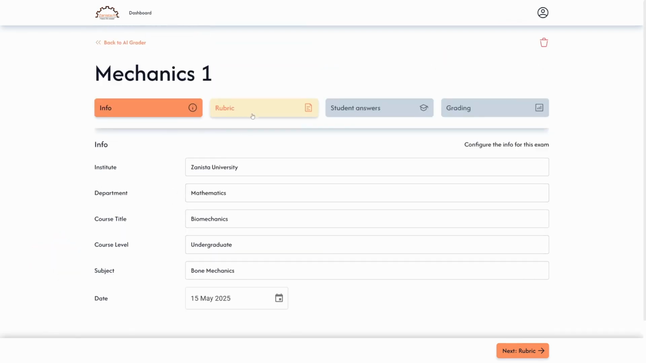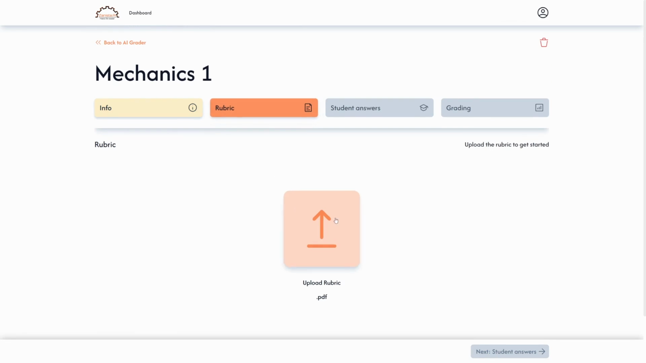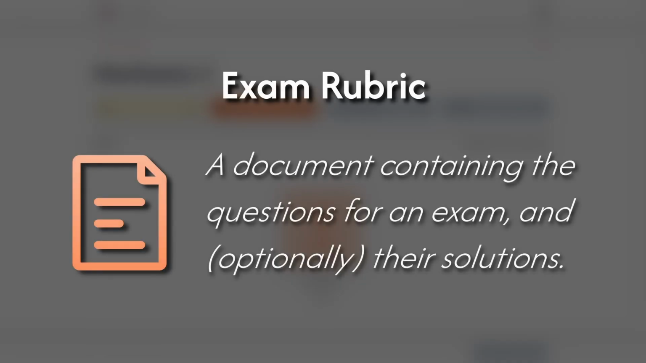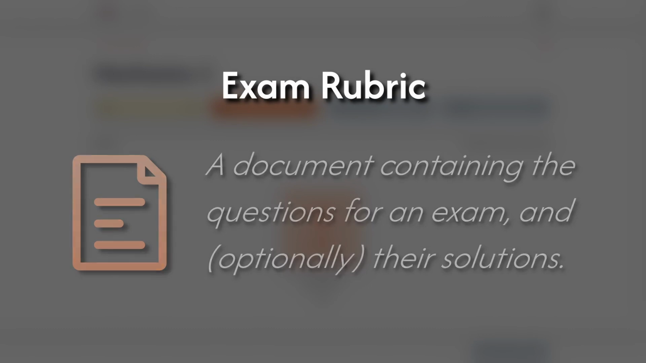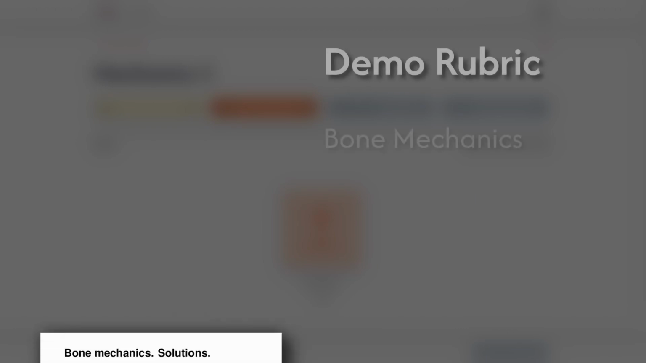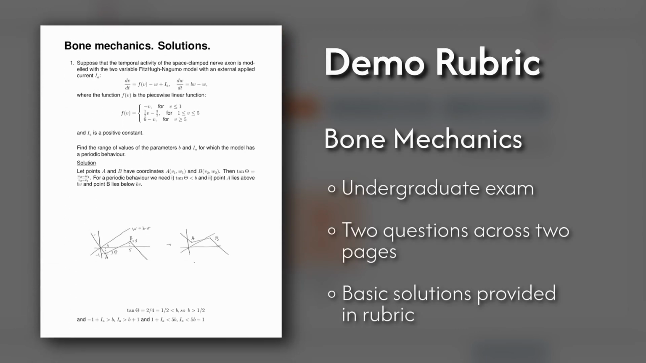In the next tab, you can upload the rubric for your exam in PDF format. GoodPoint accepts any type of exam rubric so long as it contains the complete set of questions for the exam, including rubrics that are split across multiple files. We will use this university-level bone mechanics exam for this demonstration.